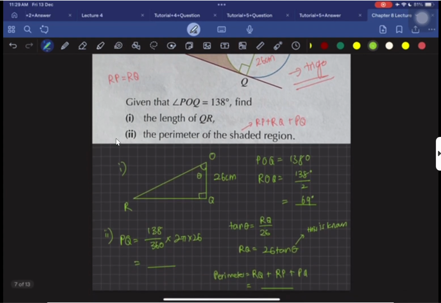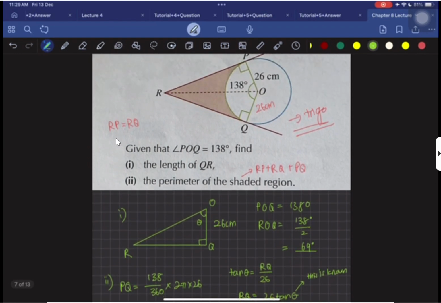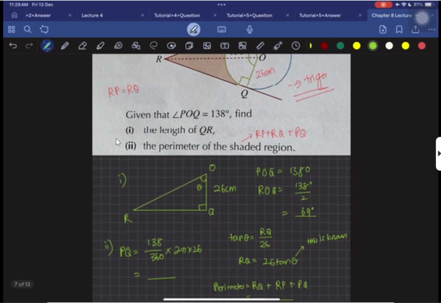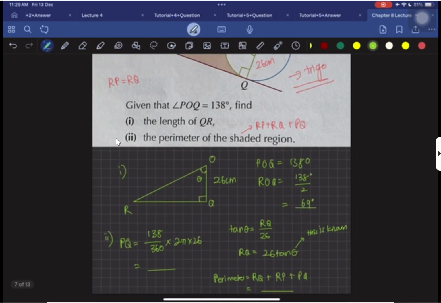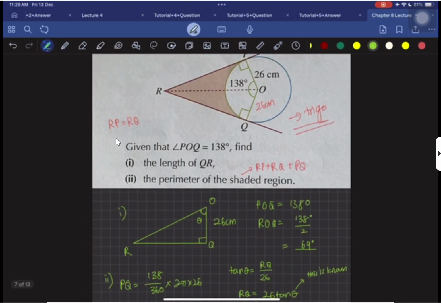So in this case, you have your adjacent, you're trying to find opposite, so use tangent. So tangent theta, in this case theta is equal to 69. Tangent 69 is equal to RQ over 26. So RQ is equal to 26 tangent 69. Once you find that, you have found QR, so your first part is done.